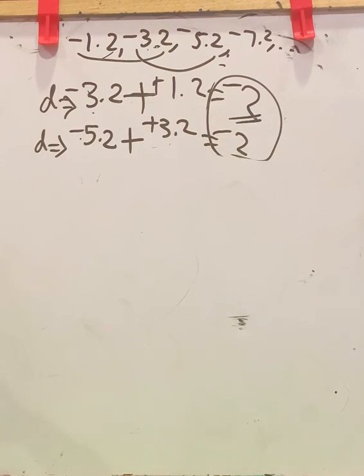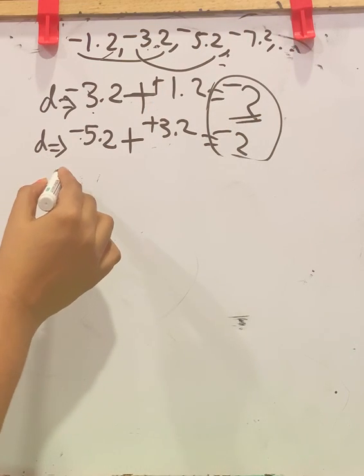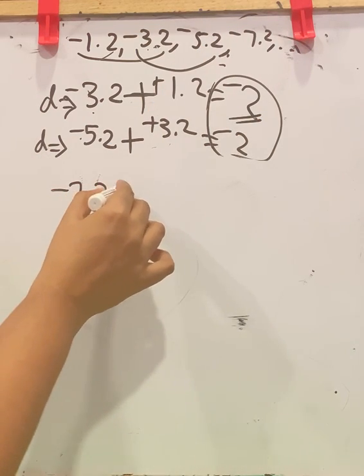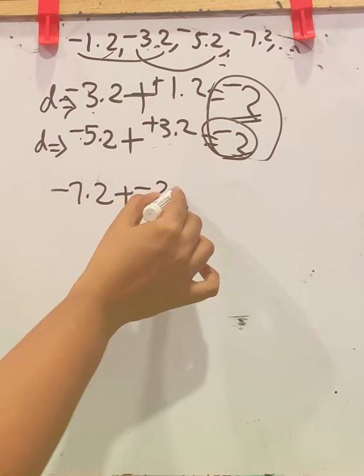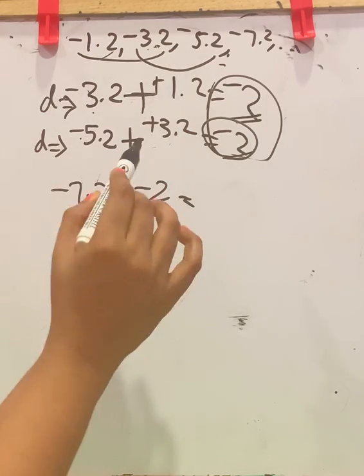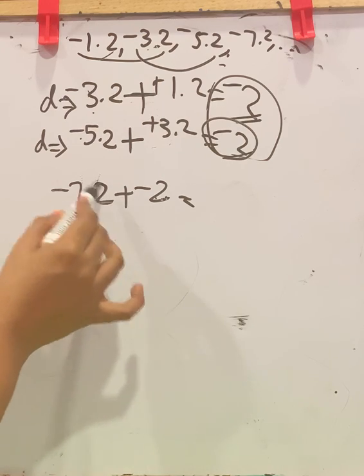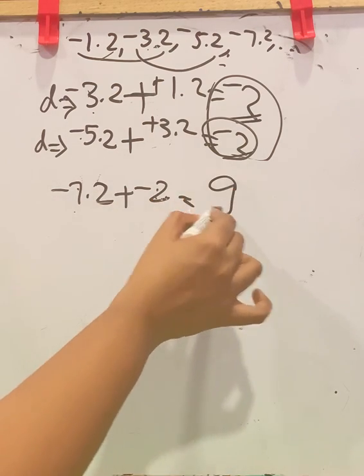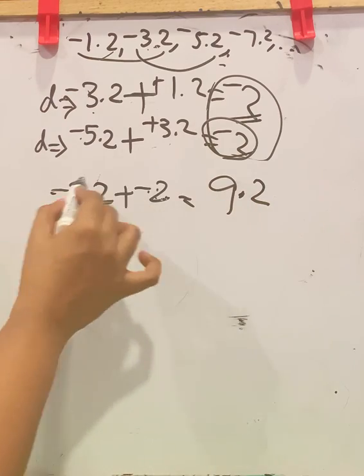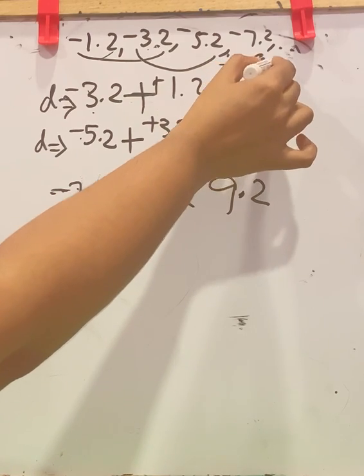And since we got a common difference, that is, all the differences are same, we can say this is an AP. If it is an AP, you have to find the other three terms. Last term was minus 7.2. Minus 7.2 plus the difference. Both are negative, so simply add it. 7.2 plus 2. Don't write 7.4, because 2 is in the whole number part and this is in the decimal part. So, 7 plus 2 is 9.2, and negative plus negative is negative. The next term is negative 9.2.